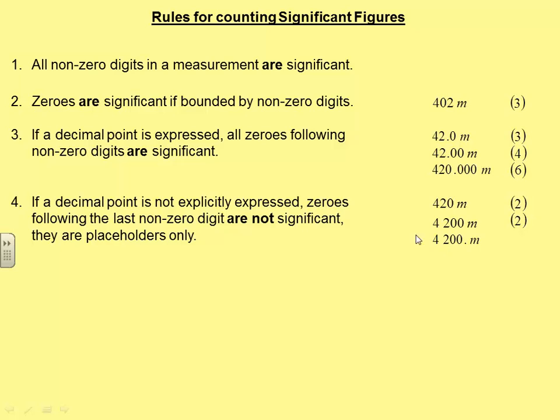How about 4,200 decimal point meters? Well, the 4 and the 2 count because they're not zeros, but now we have a decimal point, so these 2 zeros count. So this is 4 sig figs. This is precise to the nearest meter. We estimated to the nearest meter.